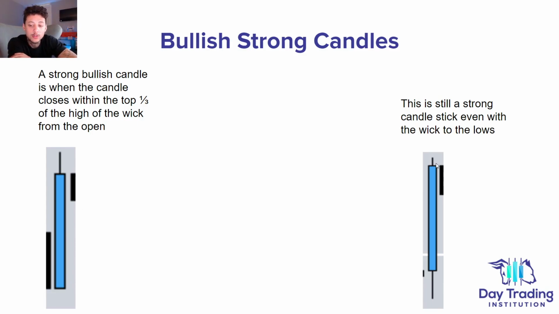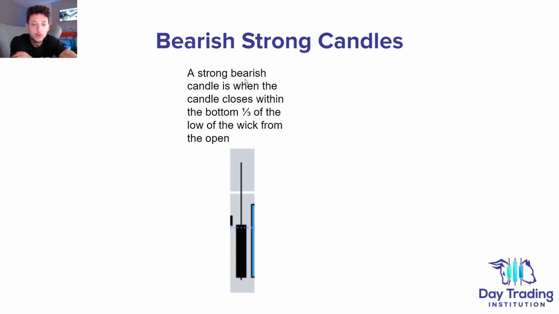Now, one thing I want you to keep in mind when determining if a candlestick is either strong or weak: with a bullish candlestick, we're only looking at the close to the high. With a bearish candlestick, it's going to be the opposite. We're going to be looking at the open to the low, but in a bullish candlestick, we're looking at the open to the high of the wick, right?